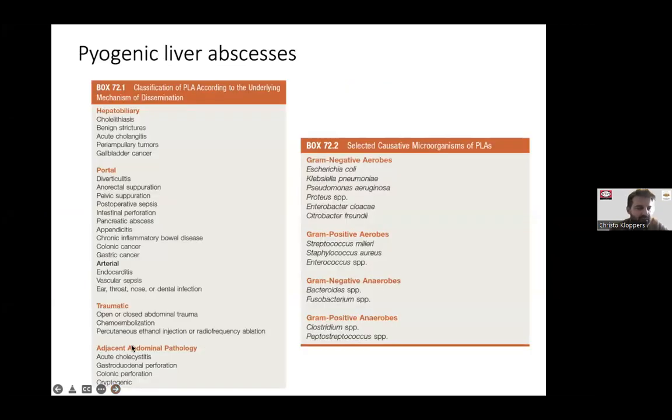I think just the last 2 slides or so on pyogenic liver abscesses.